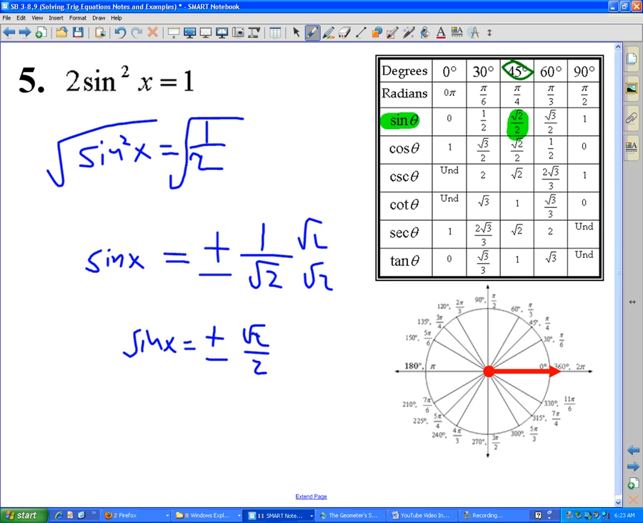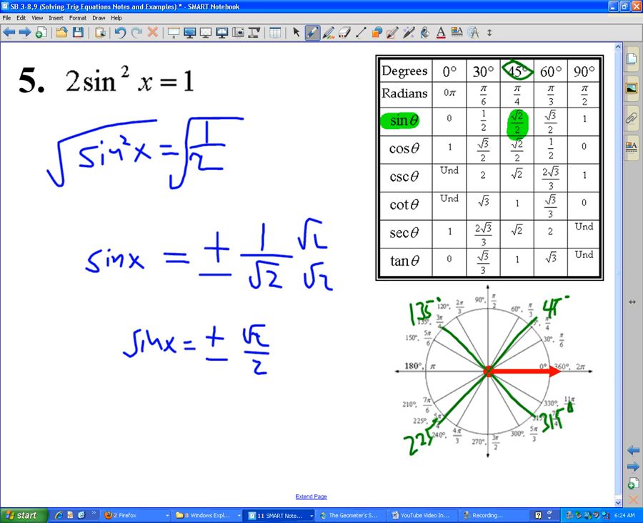So our 45-degree reference angles would be 45 degrees, 135 degrees, that's 180 subtract 45, 225 degrees, that's 180 plus 45, or 315 degrees, that's 360 subtract 45. Those are all 45-degree reference angles. Those are all 45-degree angles to the x-axis.